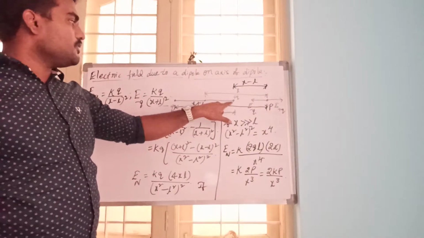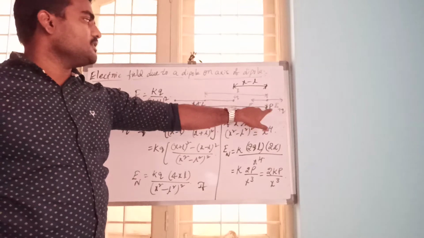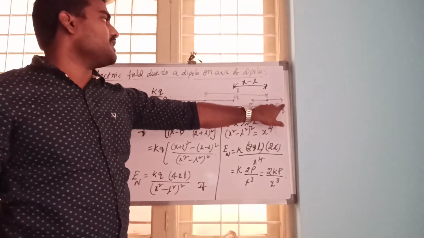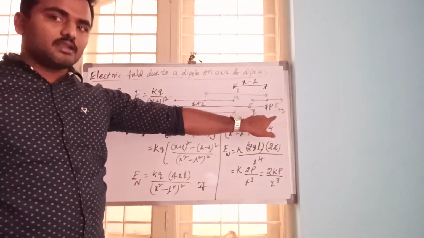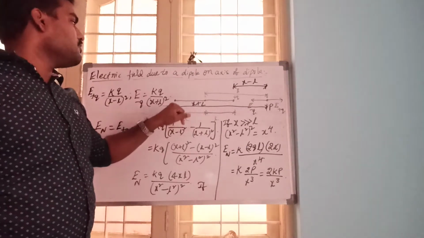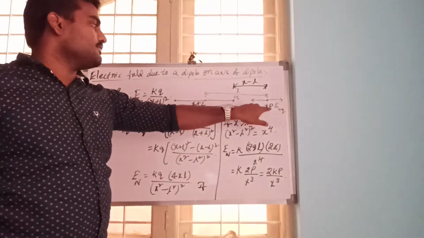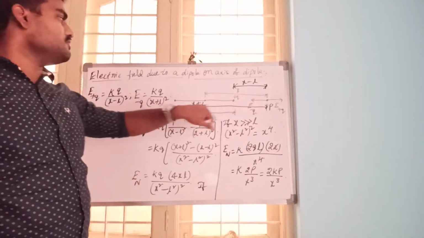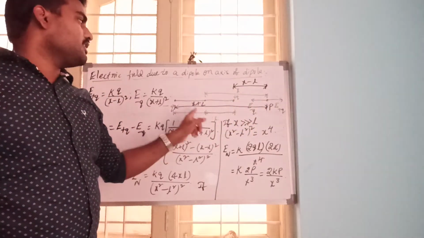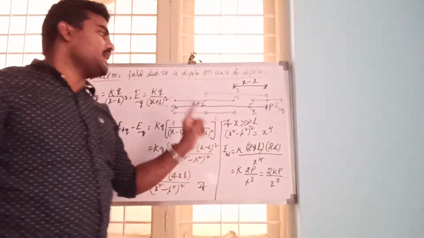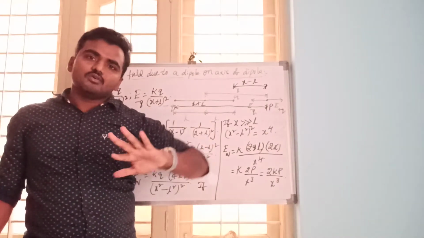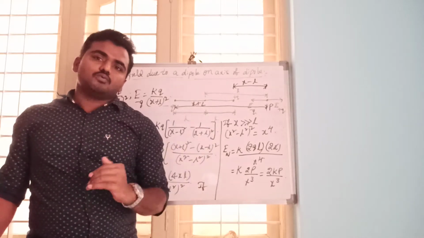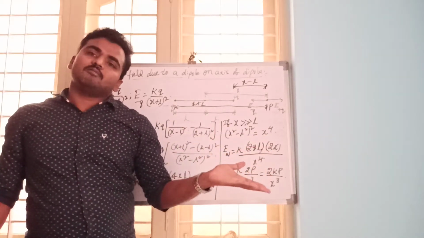Now, because of the positive charge, what will be the electric field at point P? It will be away from the charge and has a magnitude of kq upon (x minus L) whole square. Clear? And because of minus q, the electric field will be towards the negative charge, with a magnitude of kq upon (x plus L) whole square. And if the denominator has the more value, the resultant will have the less value. If the denominator has the low value, then the resultant will be more.